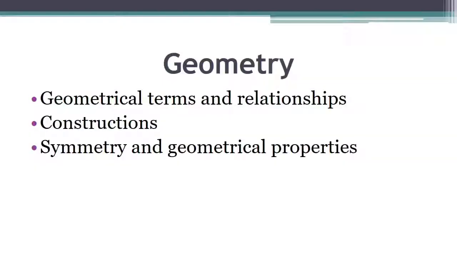And then we have geometrical terms and the relationships, constructions, symmetry, and geometrical properties. So for geometrical terms, look at things like obtuse angles, reflex angles, what are they, and also constructions, that is locus. You have to look at how to do constructions using locus, and also symmetry, and know the properties of geometrical shapes.